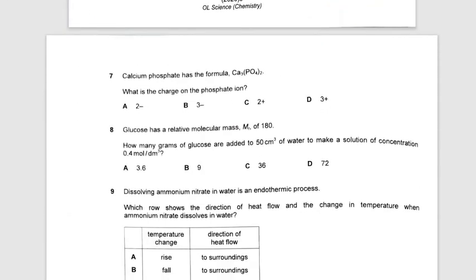Now let's see question number 6. Calcium phosphate has a formula of this. What is the charge on the phosphate ion? In this ionic compound, we basically put the cross charge like this. So the phosphate will be 3 minus, because phosphate is an anion group. The first is a metal, which is calcium. The remaining will be phosphate, PO4, 3 minus.